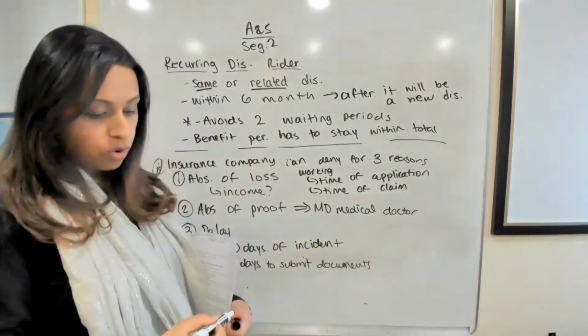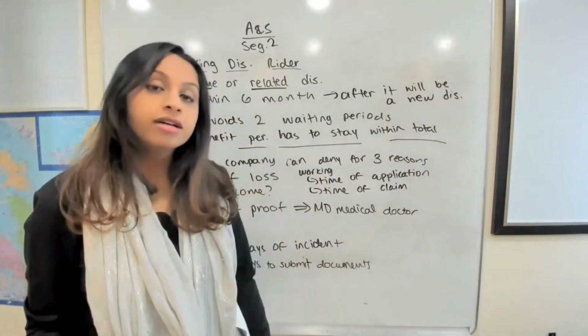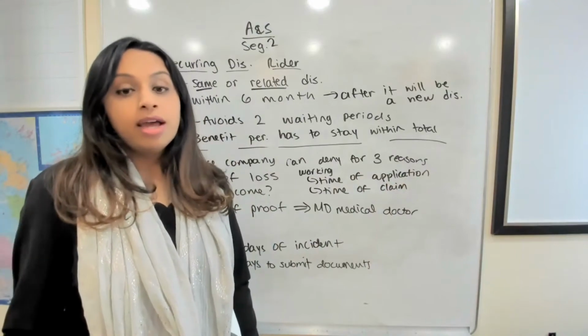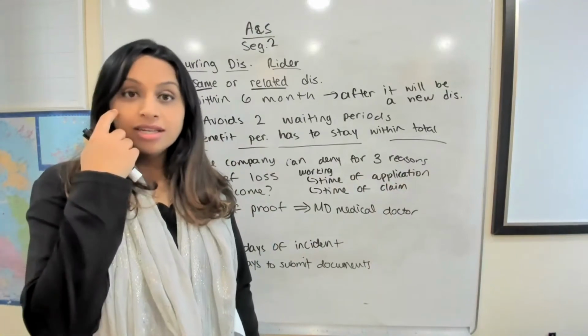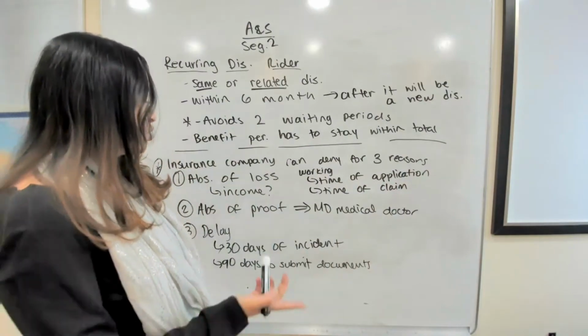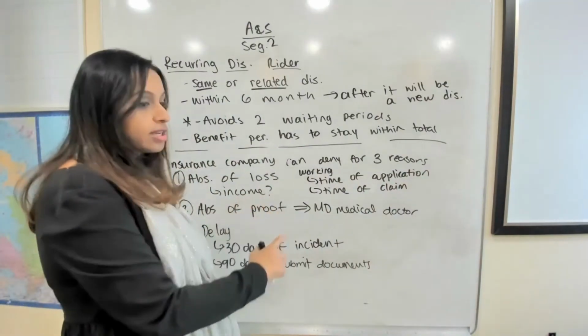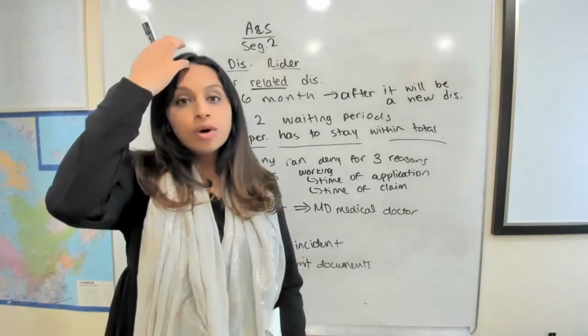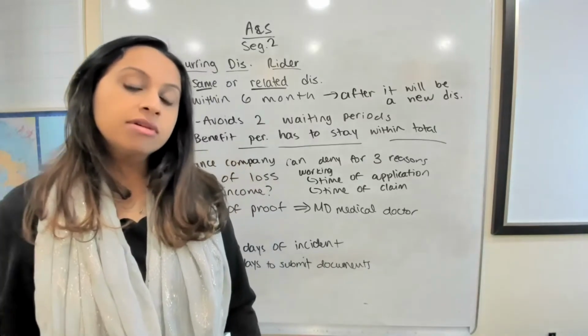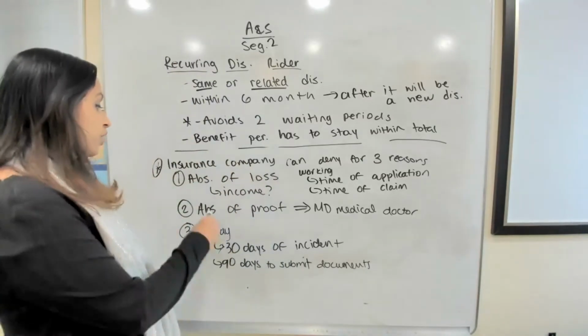So if they were working when they applied originally for the policy and got approved, and then they lost their job, and then when they're disabled they don't have any income, the insurance company can still turn them down, unfortunately, right? Because the insurance company is saying, we will cover you up to 60% of your income. So if there's no income when they're filing the claim, there's nothing for them to cover. So that's the first reason.